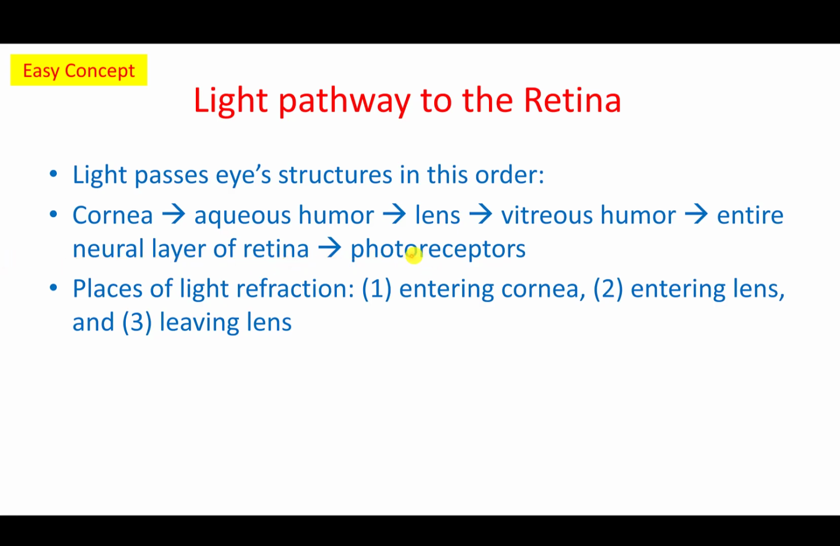And then from there, photoreceptors will induce action potential to the bipolar, to the ganglion cell, then optic nerve, and then to the brain. So now for the light, when it comes to the eye, there are three areas where the light gets refracted or bent. When it enters the cornea, this is one. When it enters the lens, this is two. And then when it leaves the lens. Remember, the function of the lens is to reflect the light on the retina, so the photoreceptors will get stimulated.